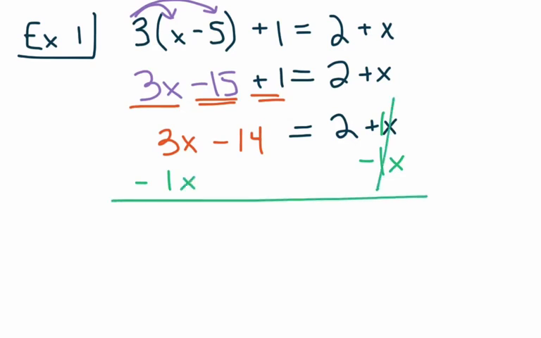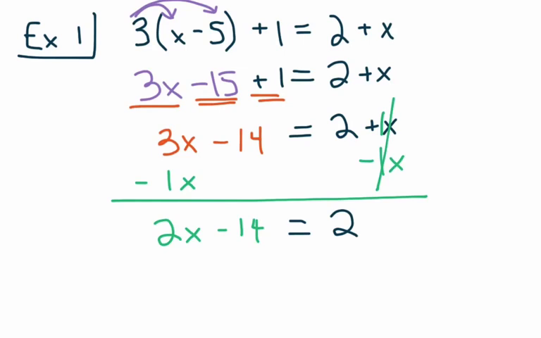These will cancel. On the left side here, I have 3x minus 1x. Gives me 2x. Bring down my minus 14. And keep my equal signs aligned. I have 2 on the right side.